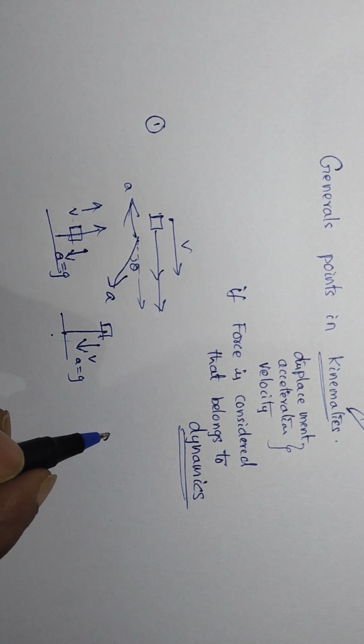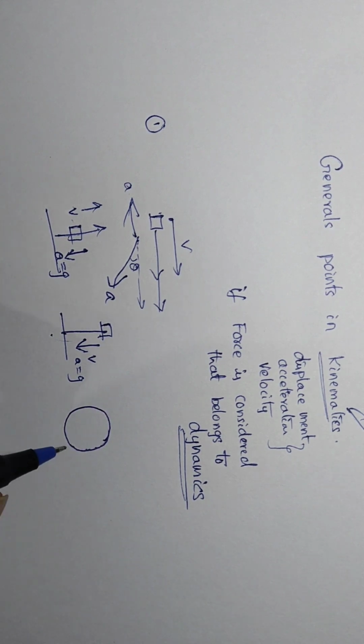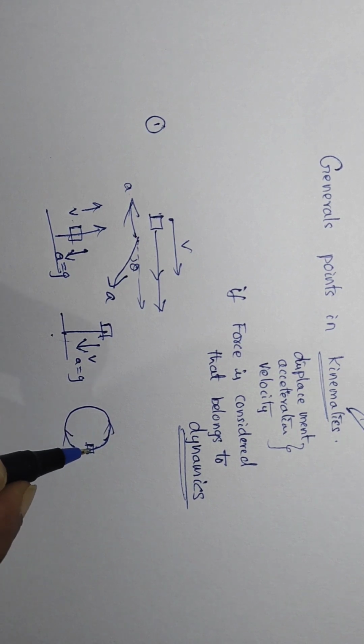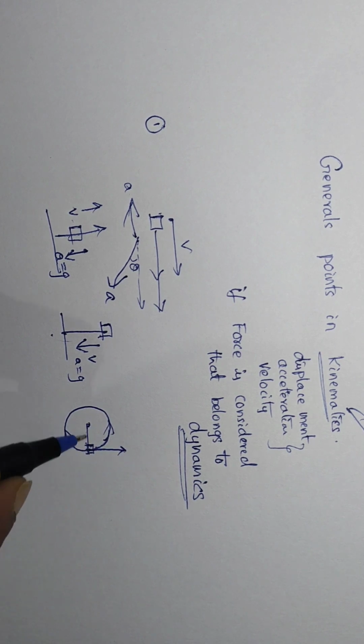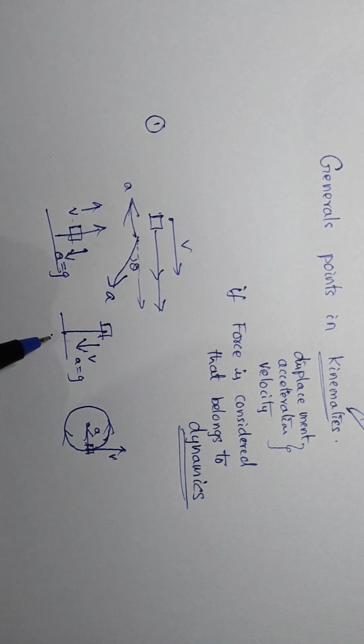In another case, consider circular motion. Suppose the object is here, the velocity of the object is in the tangential direction, whereas the acceleration is towards the center of the circle. So it is clearly understood that the acceleration is not necessarily in the direction of the motion. Okay, that is the point.